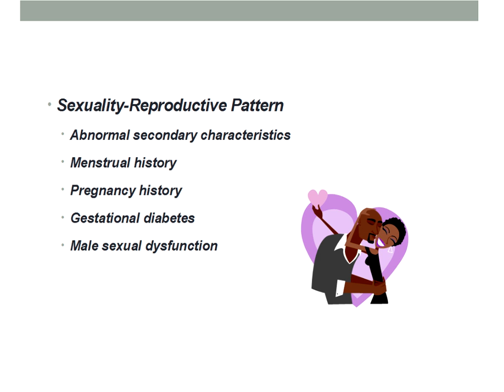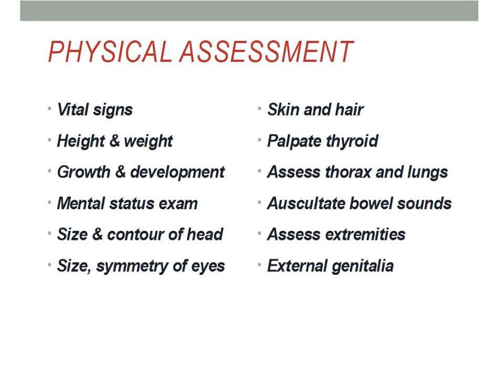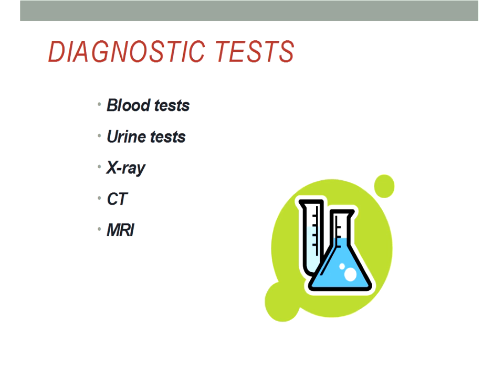There's role relationship pattern. Here's sexuality reproductive pattern, which we will not really get into. When we do male reproductive, we'll cover male sexual dysfunction. There's coping stress, value, belief. Here's physical assessment, what you would assess for checking for any problem within the endocrine system. There are diagnostic tests that we can do.